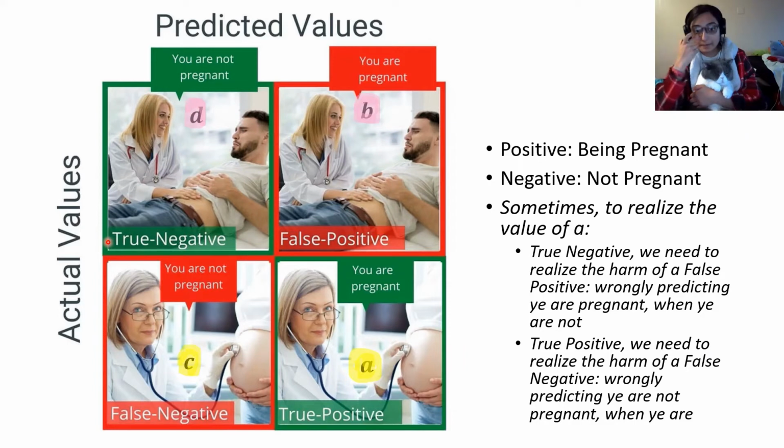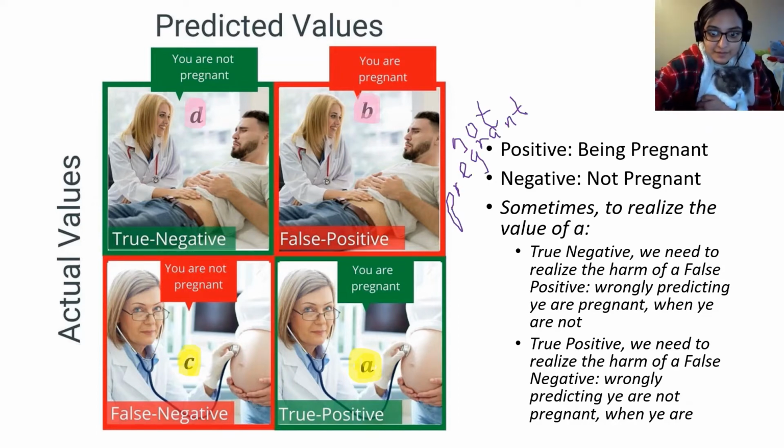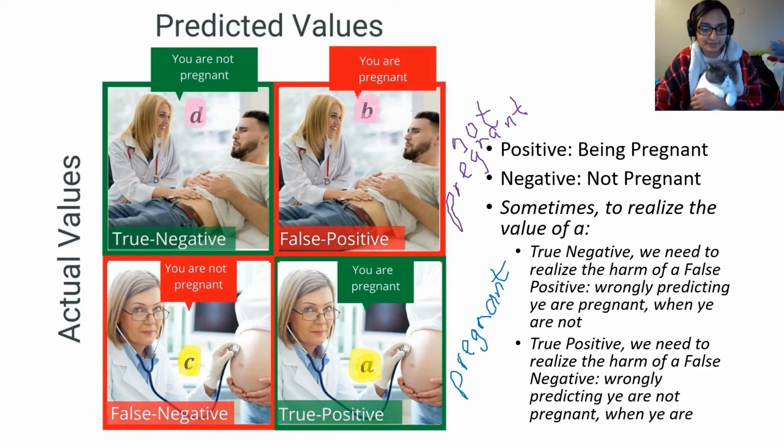So this part here is you actually are not pregnant. This one, you're not pregnant. This one, we are pregnant. On this part here, we are not pregnant. For guys, it's not possible for them to get pregnant. According to modern medicine, it's not possible for a guy to be pregnant. And here, this lady is, of course, pregnant. So actual values: not pregnant and pregnant.